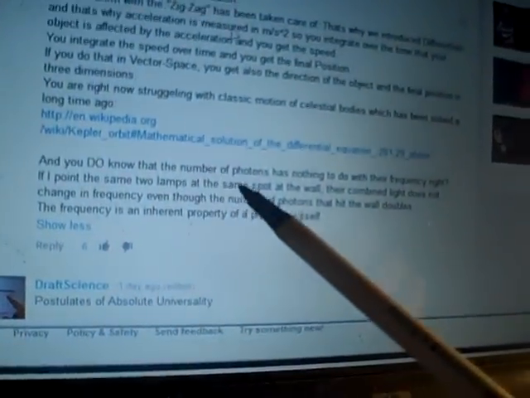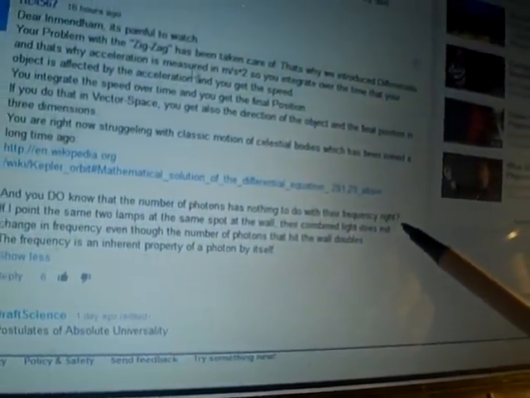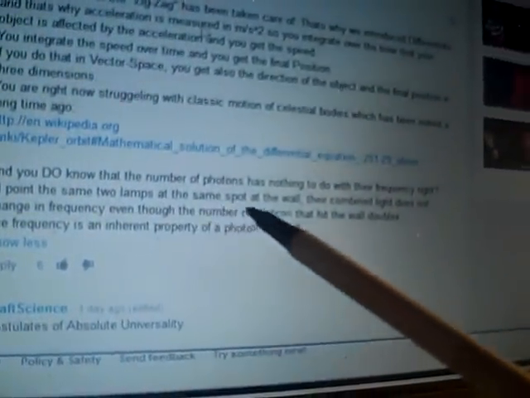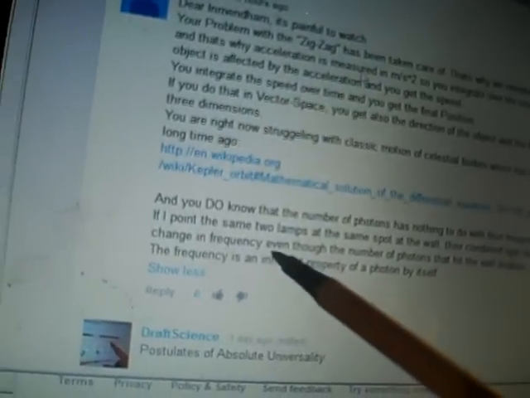And you do not know that the number of photons has nothing to do with the frequency, right? So here we go. I just love this. You know, this is just so fucking stupid, right? So here, painful to watch is how he categorized. And here he's going to make a point that is just so fucking idiotic. Right. If you point the same two lamps at the same spot on the wall, their combined light, so I love this, their combined light does not change the frequency, even though the number of photons that hit the wall doubles. So you really don't understand that the photon is a very tiny, minuscule thing. And that by relative to the size of an atom, a photon is like an apple is to the Earth.